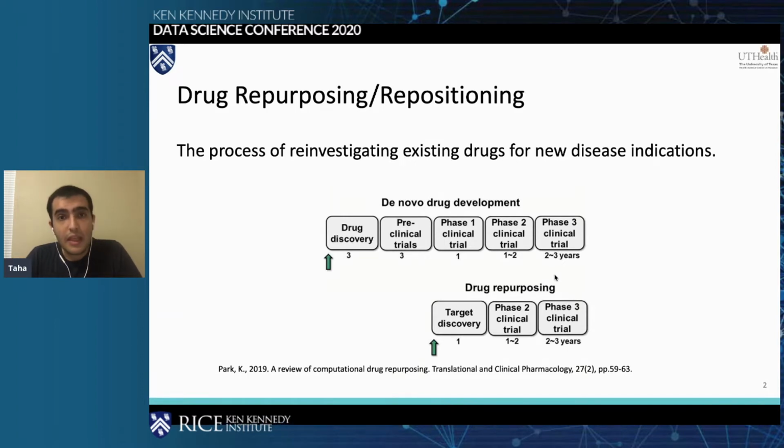In the traditional method, as you can see in the first row, there are 5 stages, and for drug repurposing, the preclinical trials and phase 1 trials have been skipped. Since the drug is already approved, this process has ended in the first stage of drug discovery. Therefore, drug repurposing has 3 main stages.